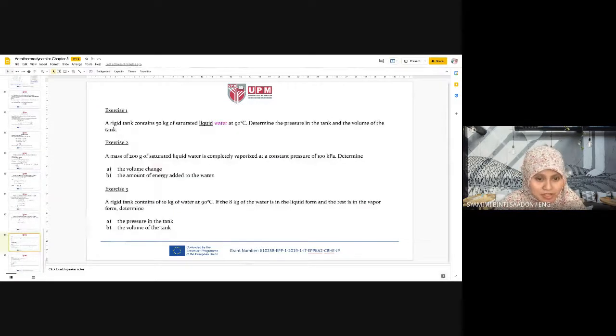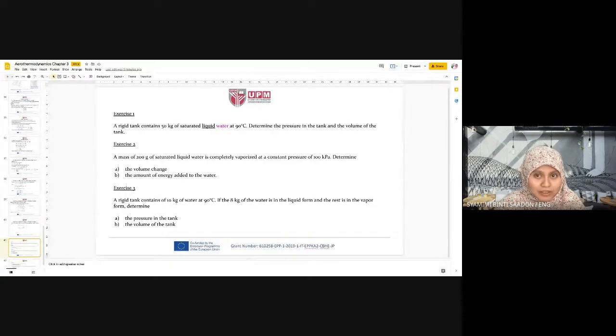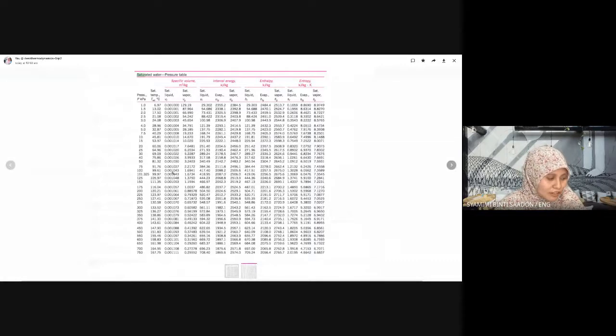Okay. So back to our question and back to our table. Okay, 100. So we take VG 1.6941 minus VF 0.001043. So we get the VFG, the difference, the average specific volume, not yet volume. So for the volume change, don't forget to multiply with the mass given, 200 gram, so 0.2 kilogram. Multiply it, and you get the volume change for part A.